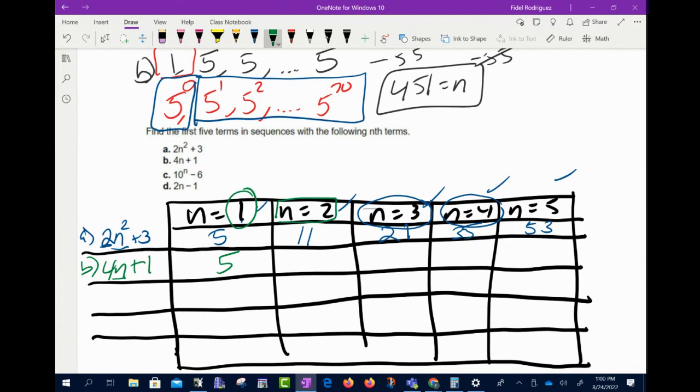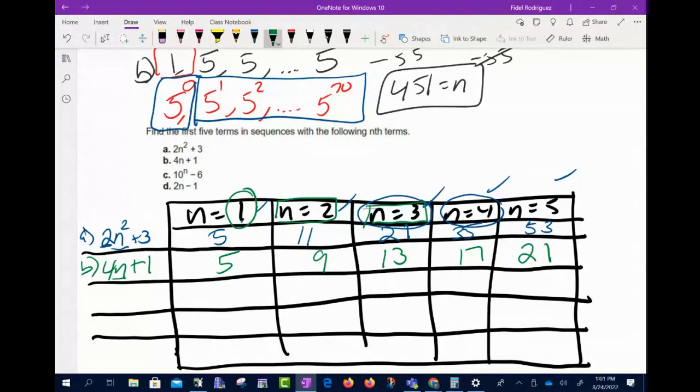What's 4 times 2? 8. 8 plus 1? There you go. What's 4 times 3? 12. 12 plus 1 more? 13. Okay. What's 4 times 4? 16. 16 plus 1 more? 17. And 4 times 5 is 20. Plus 1 more is 21. There you go.